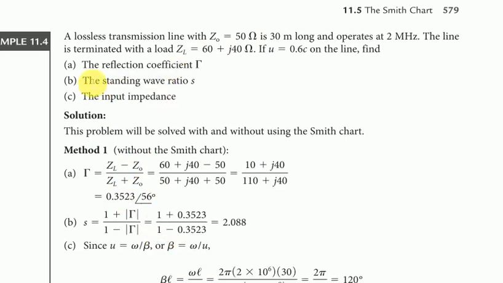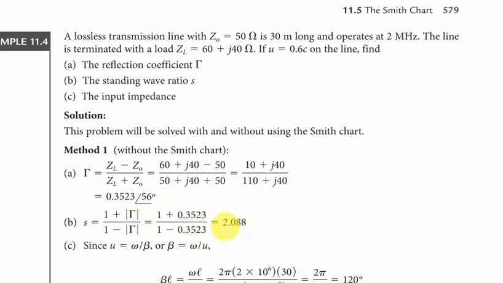Now the second one is standing wave ratio S. तो standing wave ratio S is defined as 1 plus mod gamma upon 1 minus mod gamma. What is mod gamma? अगर आप इसका मॉडुलस वैल्यू लोगे तो मॉडुलस वैल्यू आएगी 0.3523. ओके, ये फेजर गामा is represented in the phasor form. What is the magnitude? Magnitude is 0.3523. So just put the value, you will get the standing wave ratio.